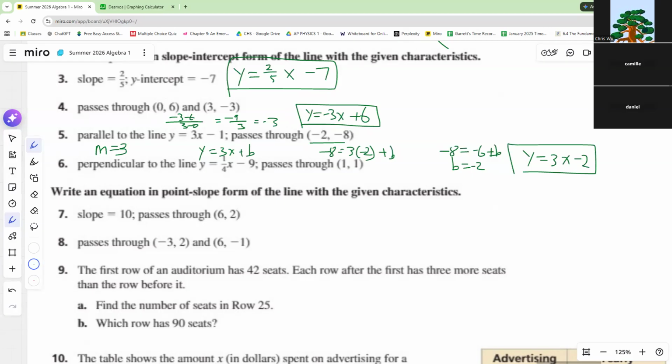Point slope form is y minus y1 equals m times x minus x1. That's the point slope form.